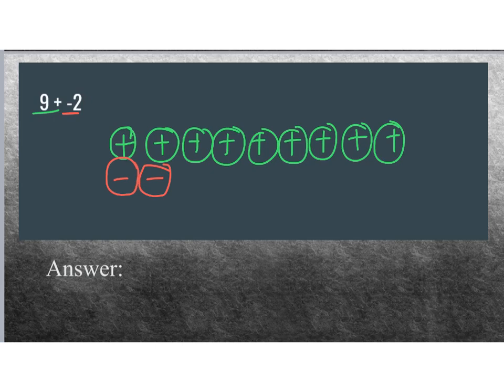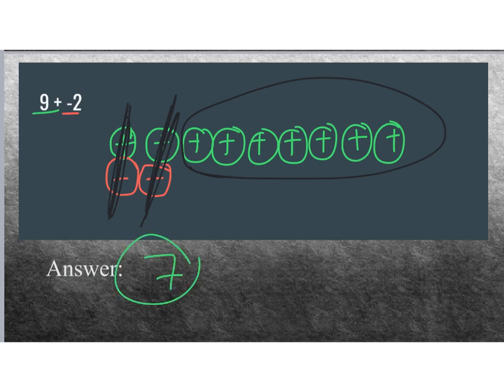My third step is to cross out any 0 pairs. So I can see that I have a 0 pair here and a 0 pair here, and that's it. So my answer will remain, which when I look is going to be +7. So our answer is +7.